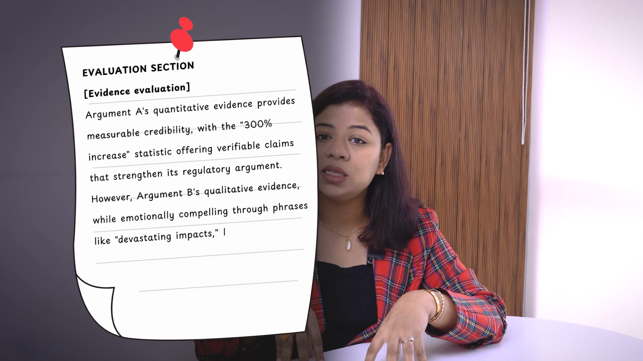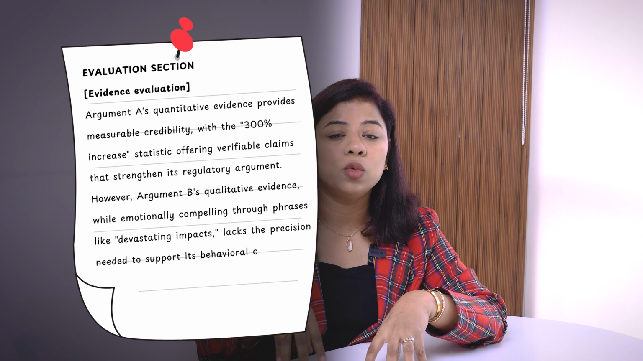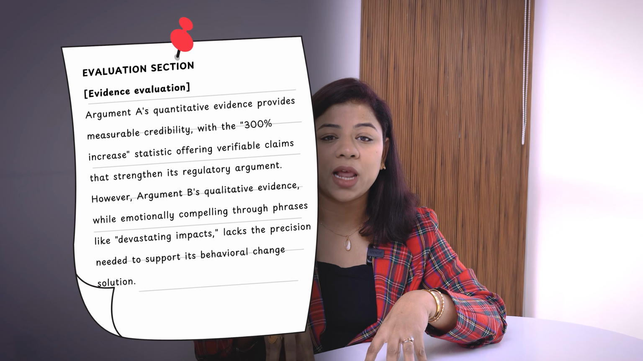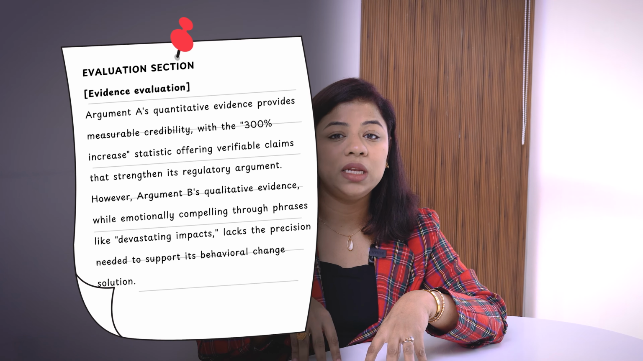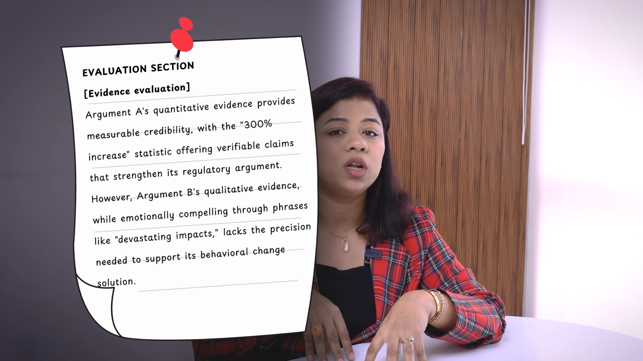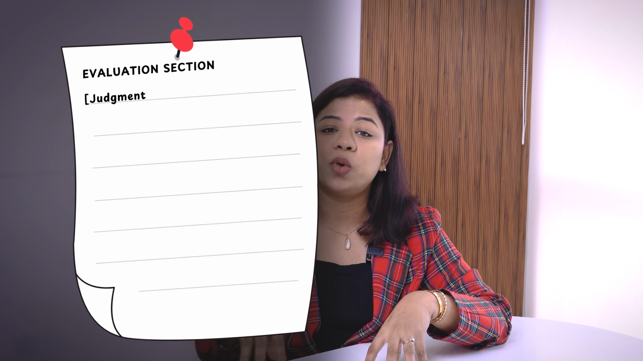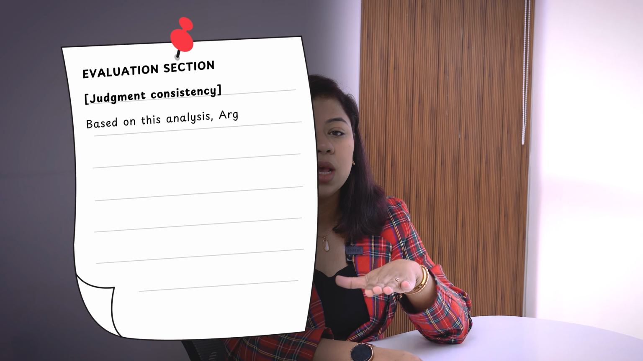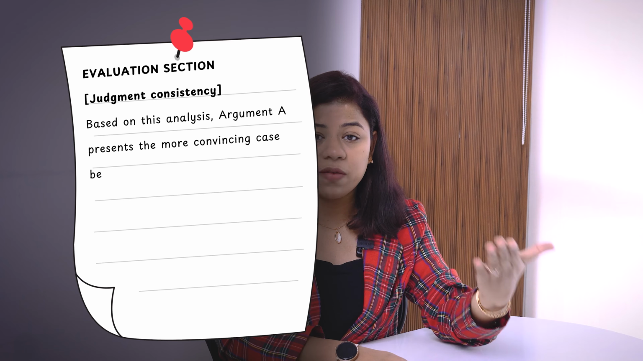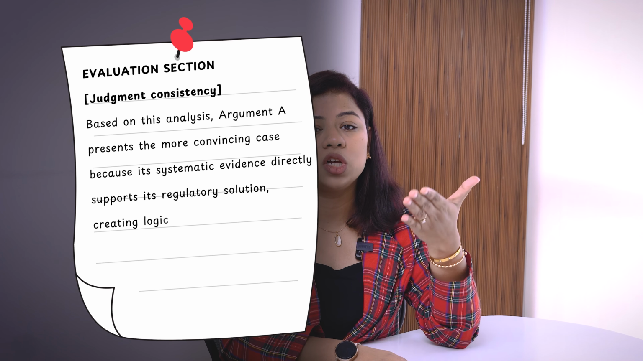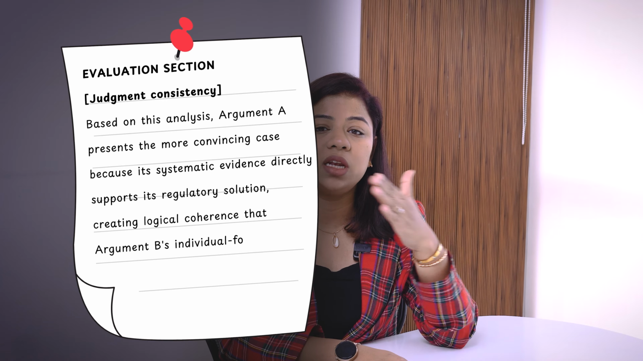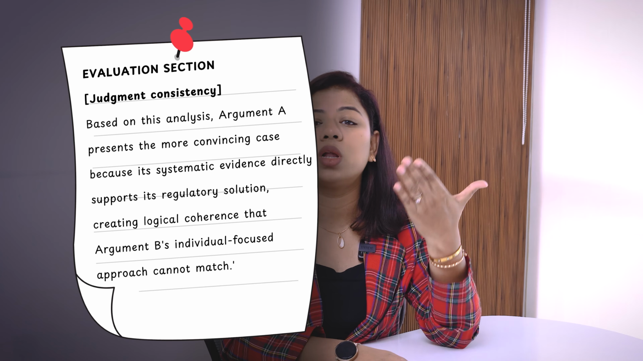However, argument B's qualitative evidence, while emotionally compelling through phrases like "devastating impacts," lacks the precision needed to support its behavioral change solution. Based on this analysis, argument A presents the more convincing case because its systematic evidence directly supports its regulatory solutions, creating a logical coherence that argument B's individual-focused approach cannot match.